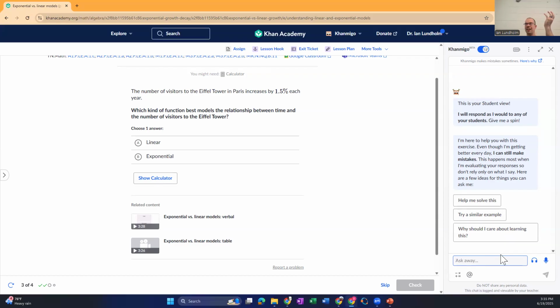Here, we could try it for this one. The number of visitors to the Eiffel Tower in Paris increases by 1.5% each year. Which kind of function? Okay, so this is going to be exponential.